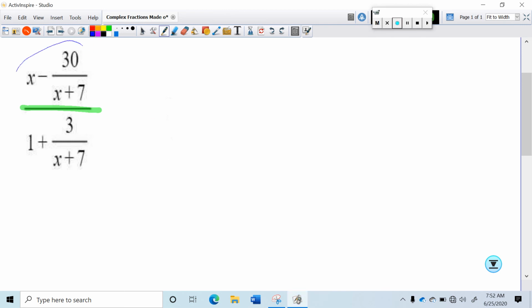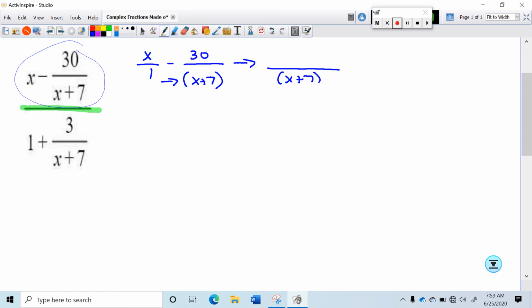Okay, and this next one, my numerator, here, let me make that a little bit darker. I've got x over 1 minus 30 over x plus 7. So I'm going to multiply the bottom. 1 times x plus 7 is x plus 7. Cross multiply the top. X times x is x squared, and x times 7 is a positive 7x. And then the other direction, this is negative 30 times 1, so that's minus 30.